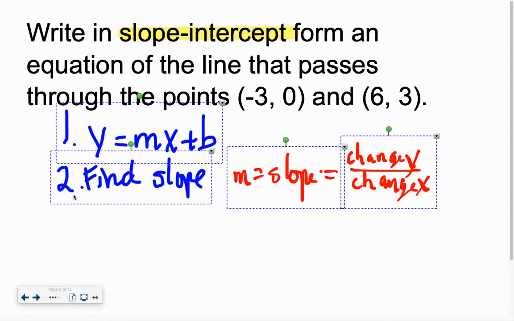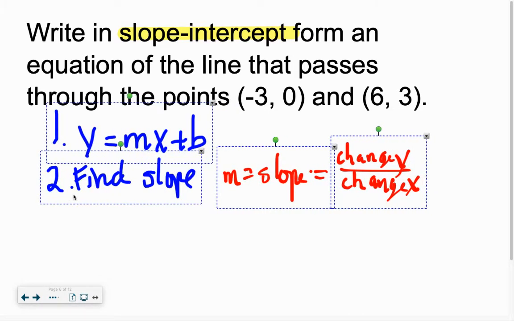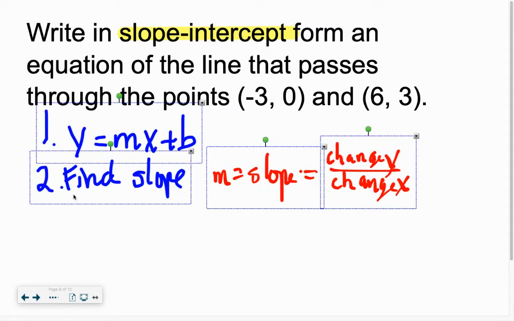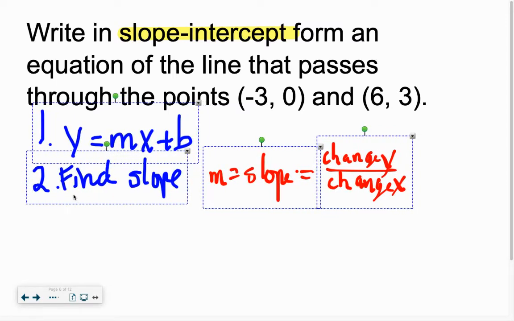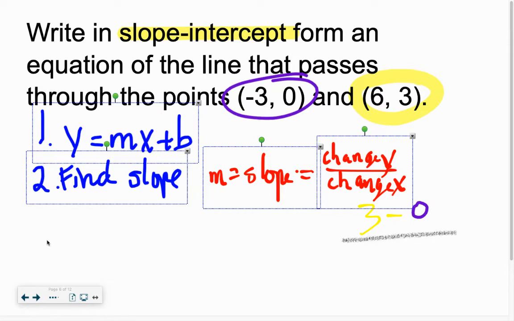The change in y being the rise. How much did we go up and down? The run, the change in x. So pick a point. Doesn't matter which one you want to pick. I'm just going to circle up this guy because it doesn't have as many negatives. What is the y value in that one? So that's where we're going to have a 3 minus the y value in your other point here, which is 0.